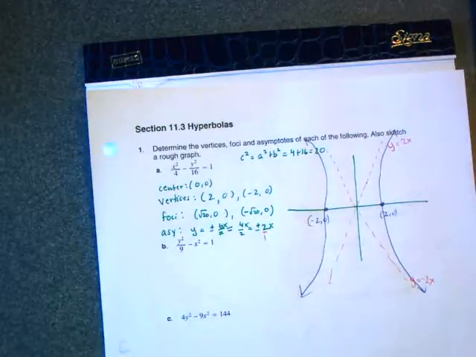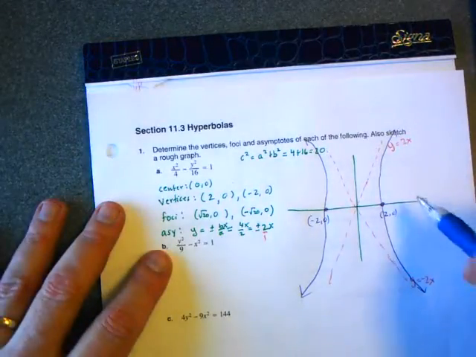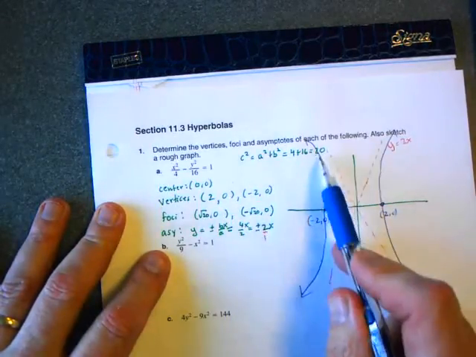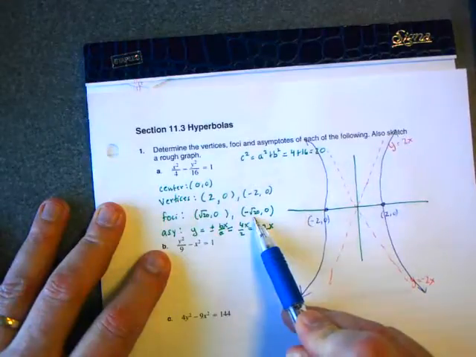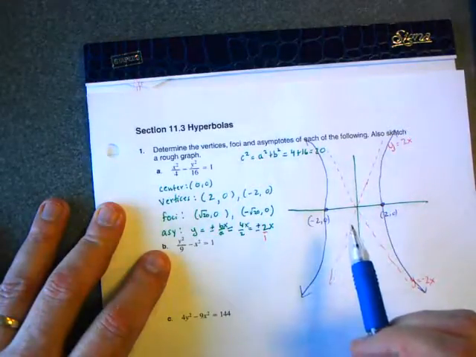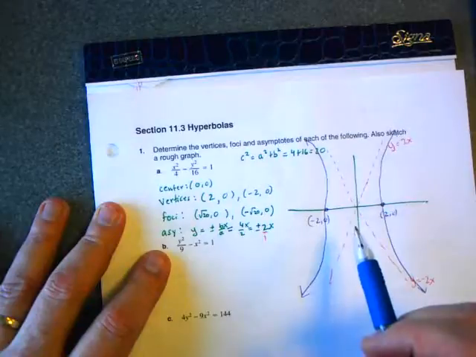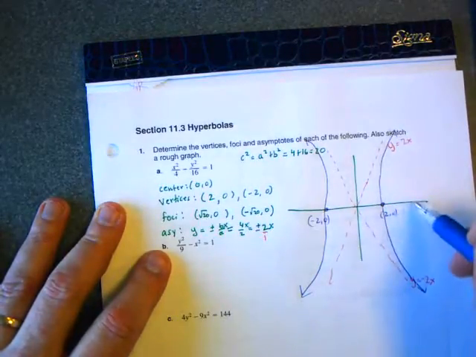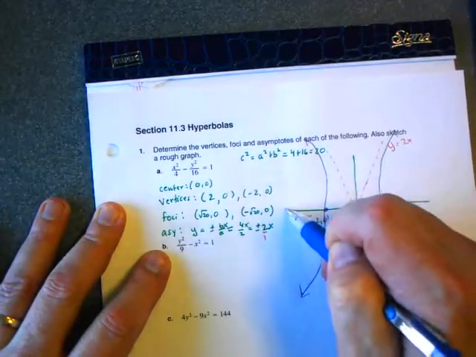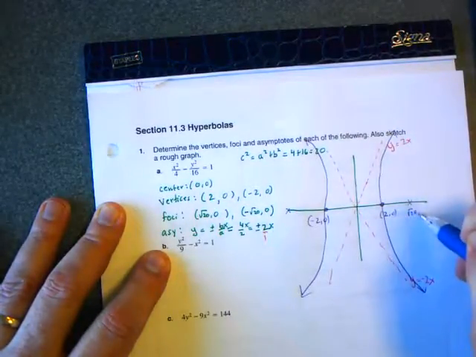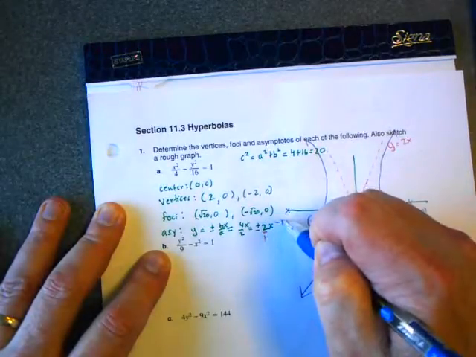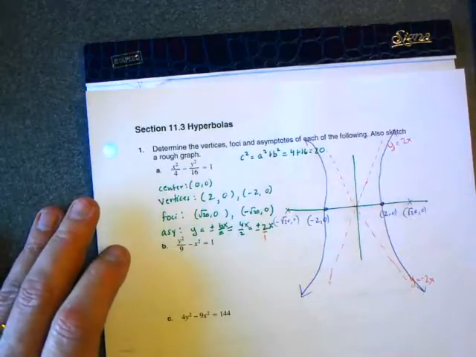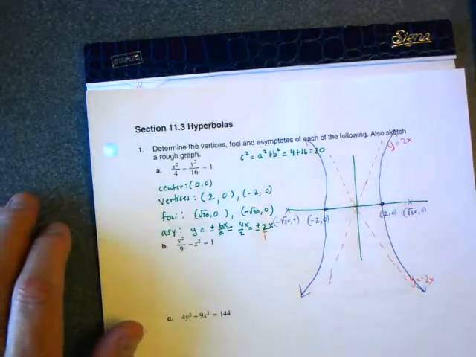We should probably label the foci. They would be over here somewhere, right? Square root of 20. About how big is square root of 20? 4.5-ish. It's certainly between 4 and 5 because 4 squared would be 16 and 5 squared would be 25. So our foci are out about here somewhere. Square root of 20 comma 0 and negative square root of 20 comma 0. Correct. Hyperbolas never cross those dotted lines.